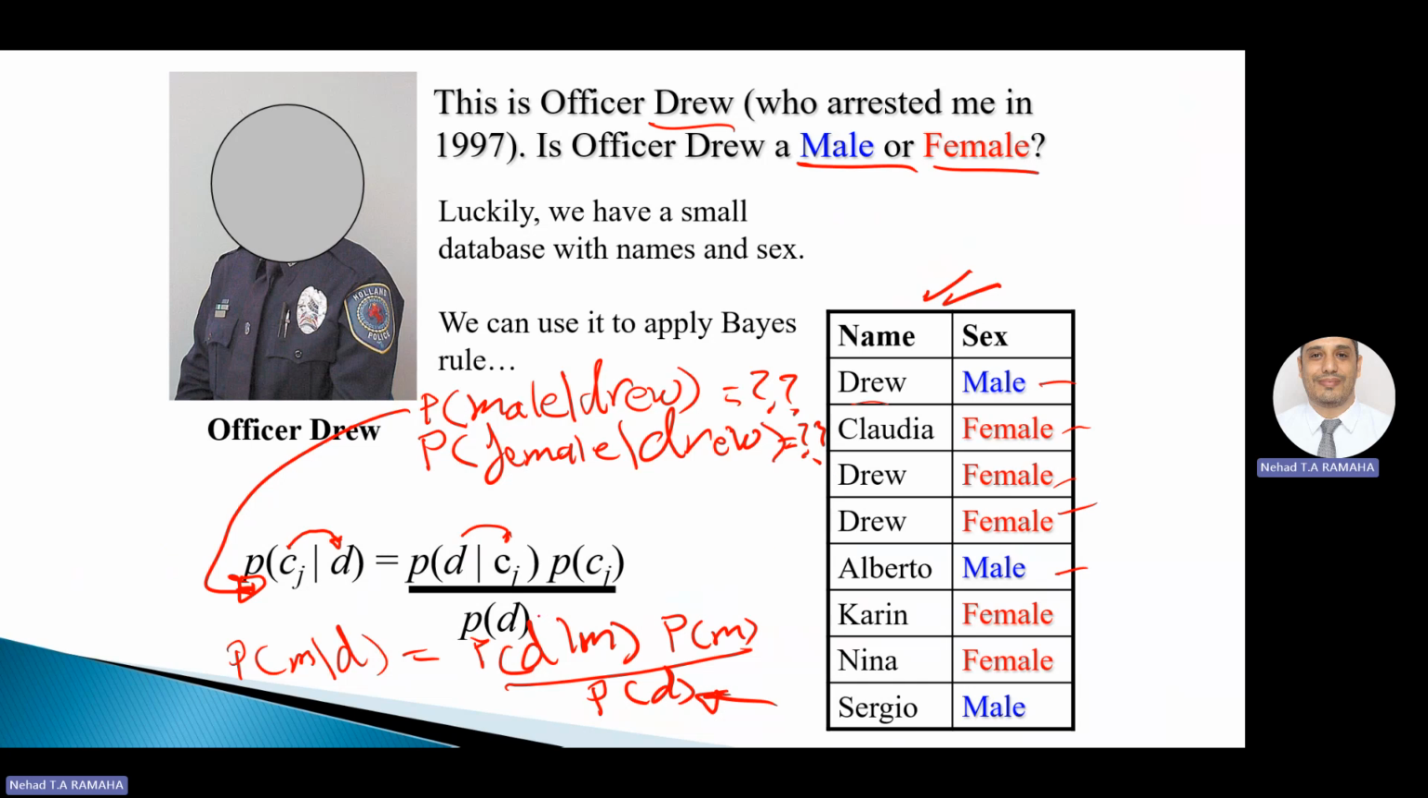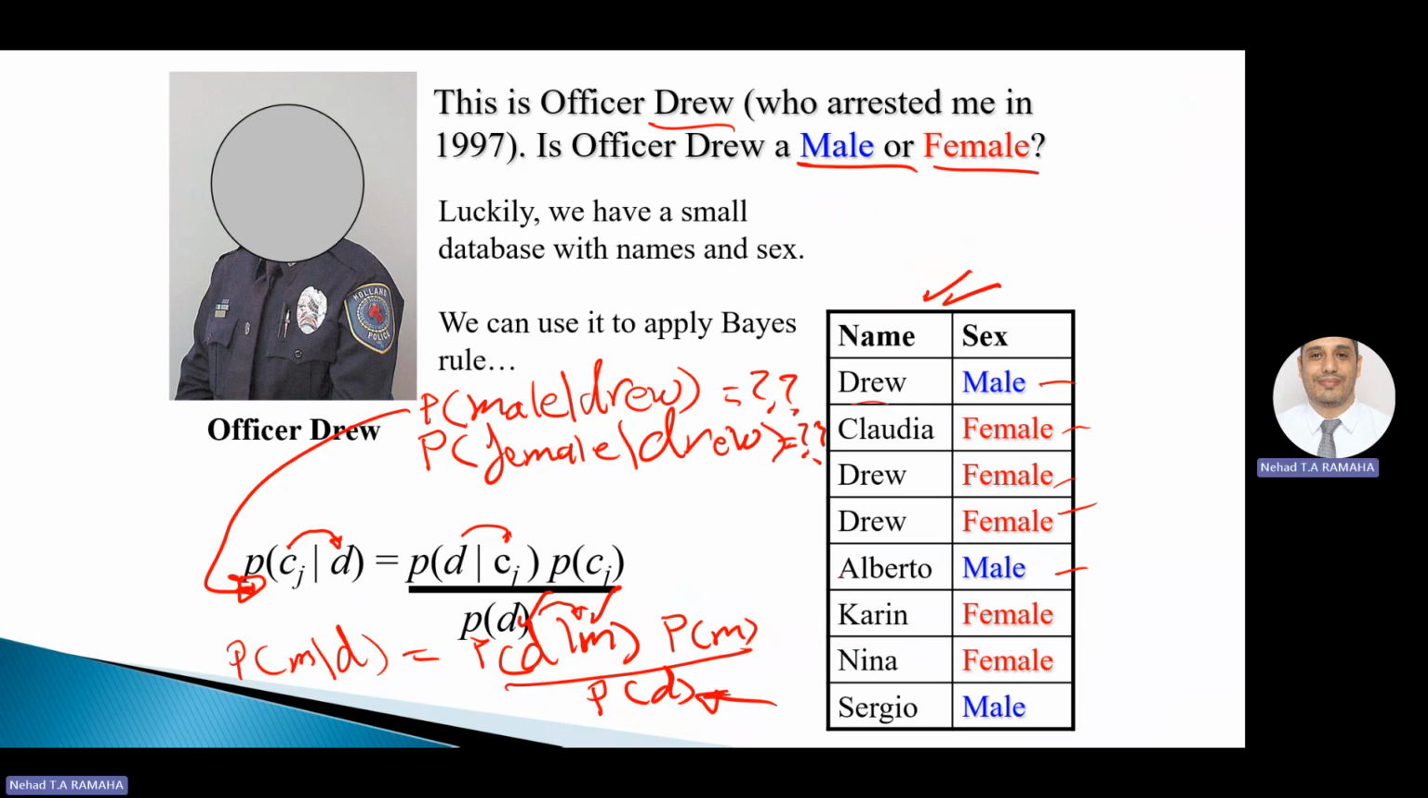So let's see the calculation. Probability of D given M, okay, is 1 over 3. We have one true out of 3 males. This is the meaning of a probability. So you have to count how many D from how many males.